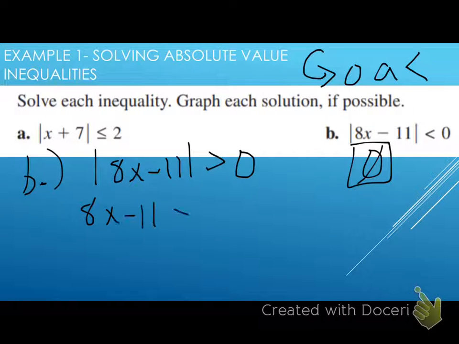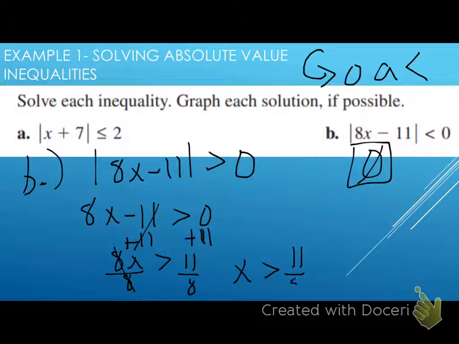Set up one inequality and solve that one inequality. That's going to give me the value that would give me 0 in my absolute value. So I'd add 11. 8x is greater than 11. Divide by 8. X is greater than 11 over 8. So this would actually be my solution of this problem. Okay? Because if I plug in 11 over 8, that's going to give me 0 in here.